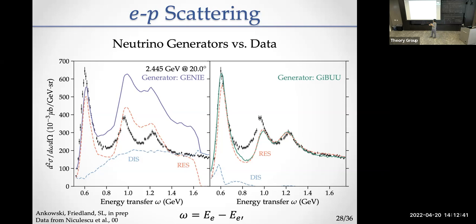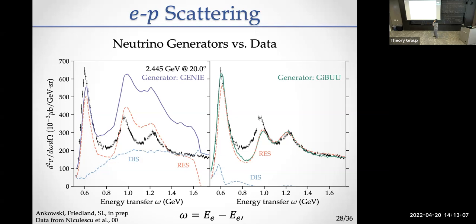Using this, you can see how to fix your neutrino event generators. Here I plot two generators, GENIE and GiBUU. The total that should be compared to data are the solid lines, purple on the left, green on the right. But that's not very helpful, because that just shows you're off by quite a bit, but doesn't tell you how to improve it.